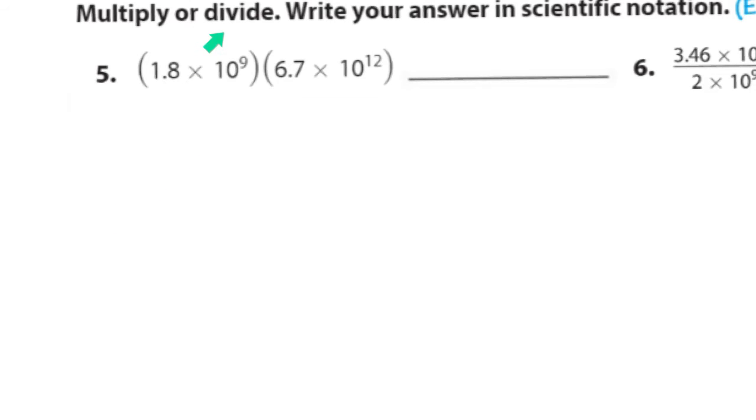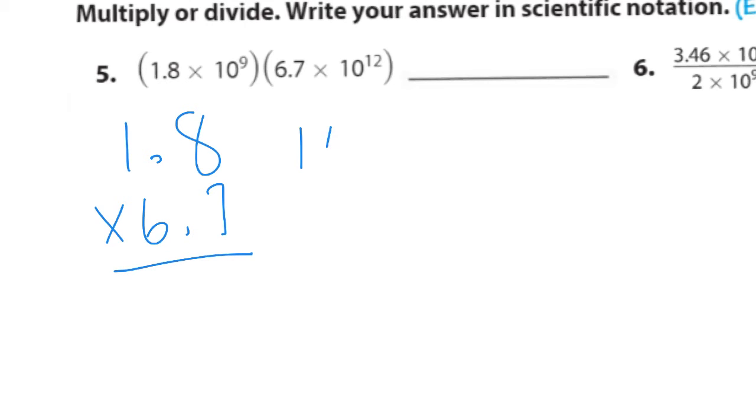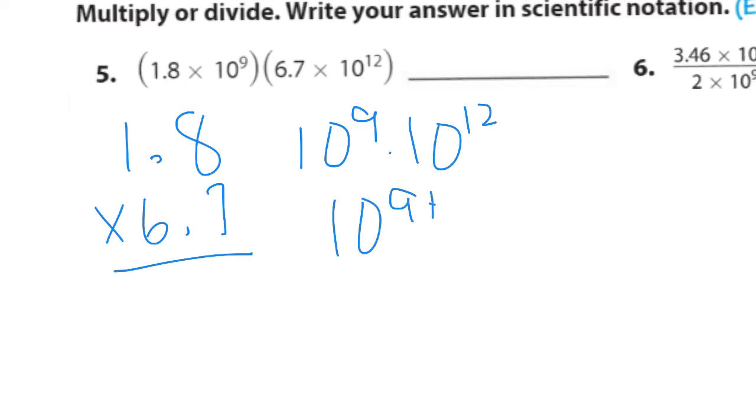All right, so multiply or divide. I see that I'm multiplying here. So what I'm going to do is take 1 and 8 tenths and multiply it by 6 and 7 tenths. And then 10 to the 9th times 10 to the 12th. Remember, all you do here is add your exponents.